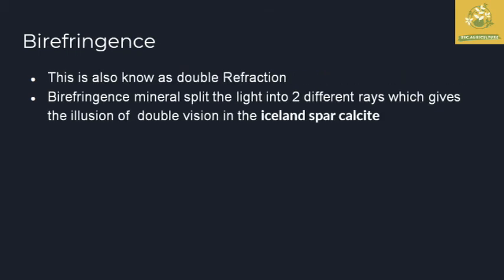And birefringence, also known as double refraction, is the ability of the mineral to split the light into 2 different rays, which gives an illusion of double vision. For example, Iceland spar calcite gives a double vision of 2 different rays when light is passed through it.